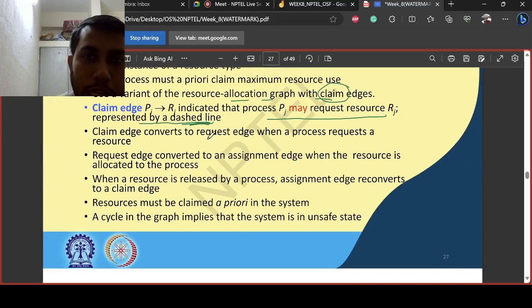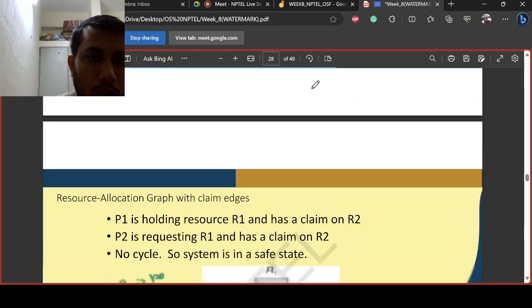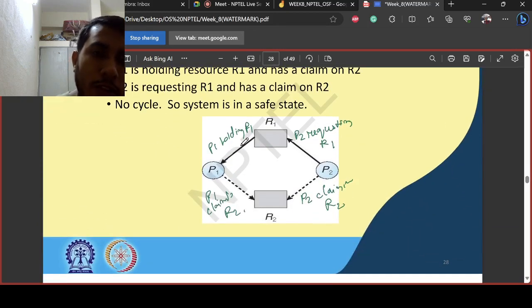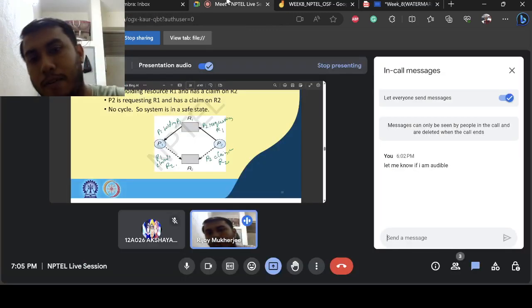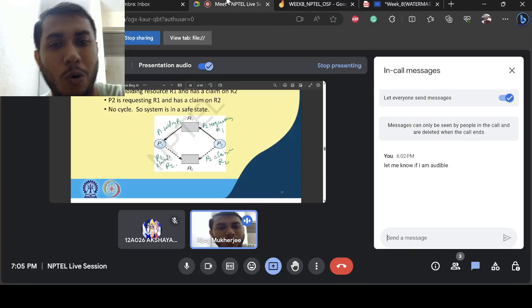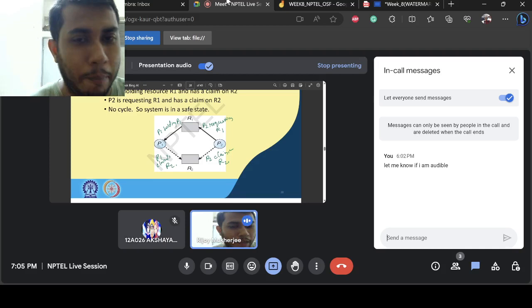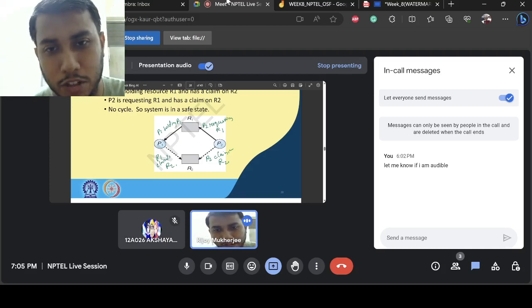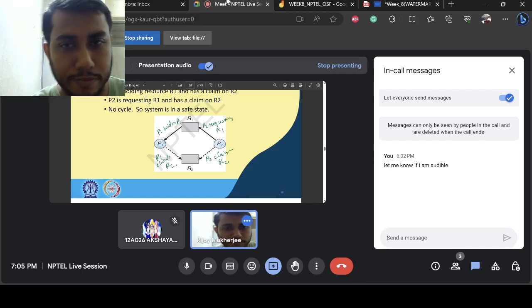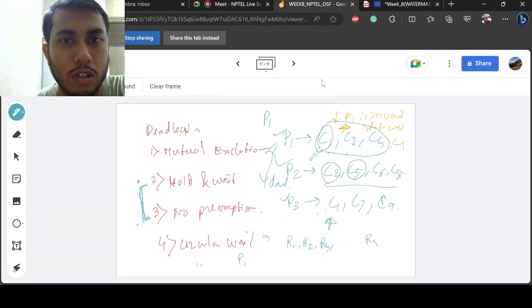The claim edge indicates that a process may request a resource. So this means a resource has already been allocated. This means you are requesting, and this means in future there may be a request. Our system doesn't know whether it will claim it or not. So this is an a priori algorithm. Again, the problem with an a priori algorithm is that you need to know beforehand whether the resource is required or not. So this is how you represent it.